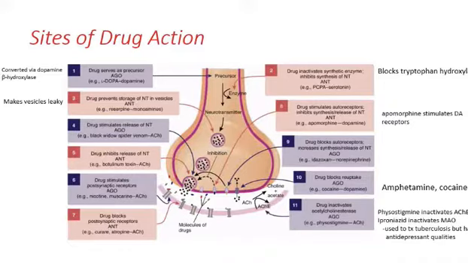So the drug curare, or atropine even, would block the acetylcholinergic receptors so that acetylcholine couldn't exert its effect anymore.